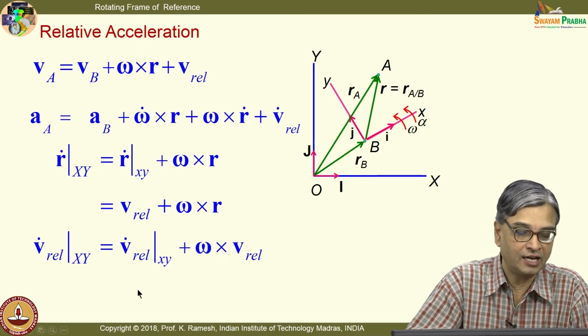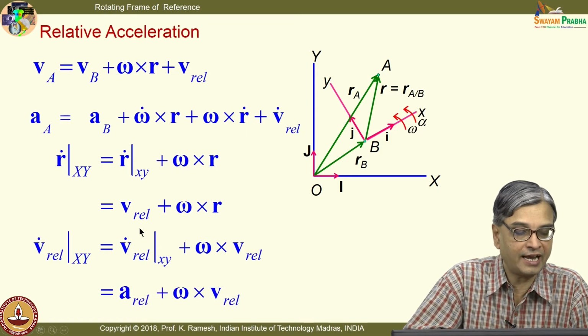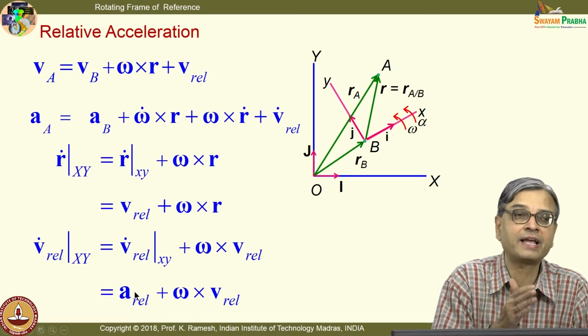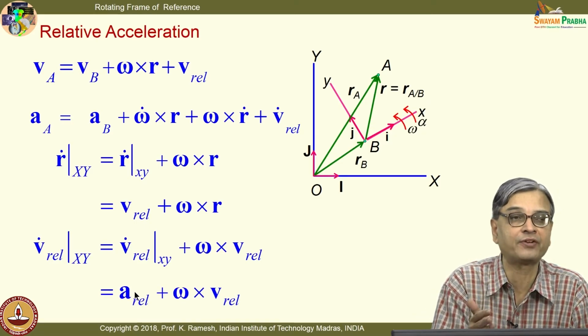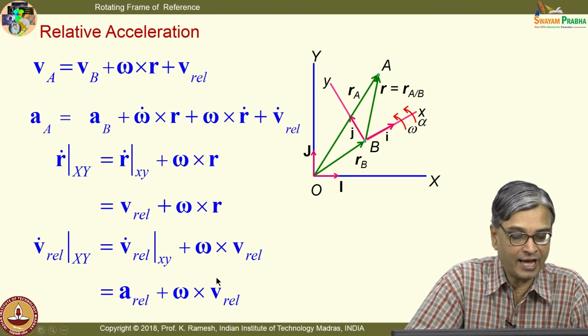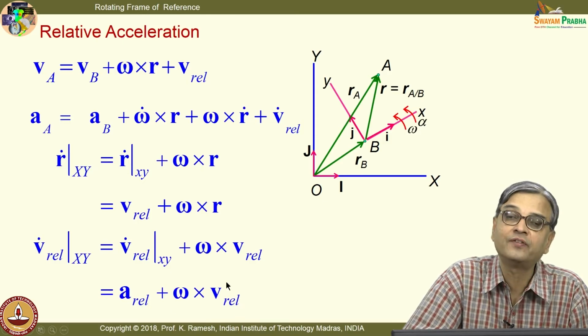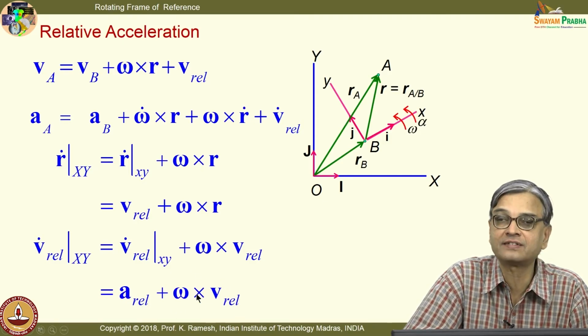So, when I write this expression from the quantities which we know and which we have the symbol, I can write this as A rel, that is the acceleration perceived by an observer sitting in the rotating frame of reference and observes the particle. When he sits, he is able to measure V rel, he is also able to measure A rel. And I would have omega cross V rel as an additional term that you have to include when you are handling a rotating frame of reference.